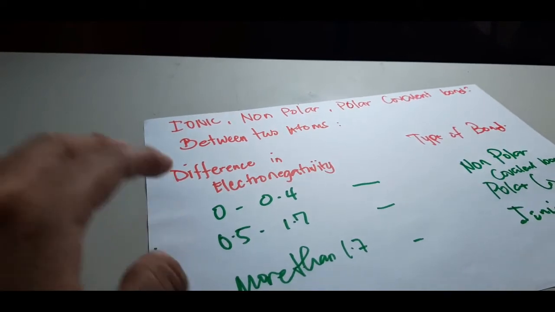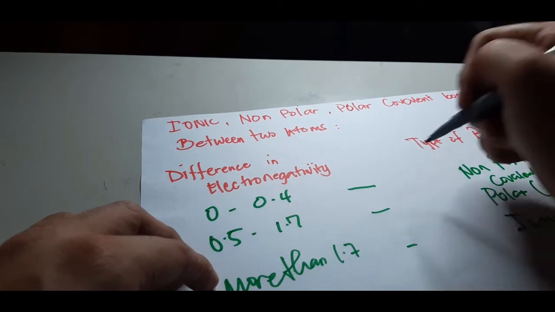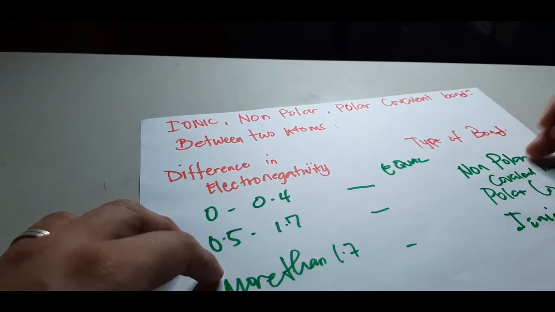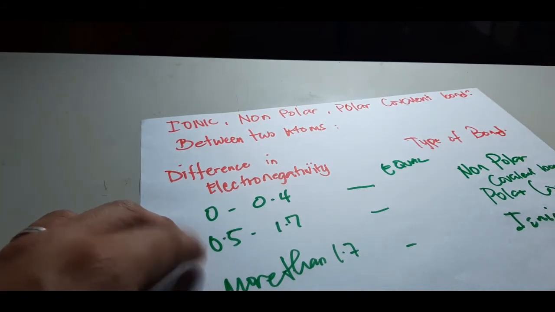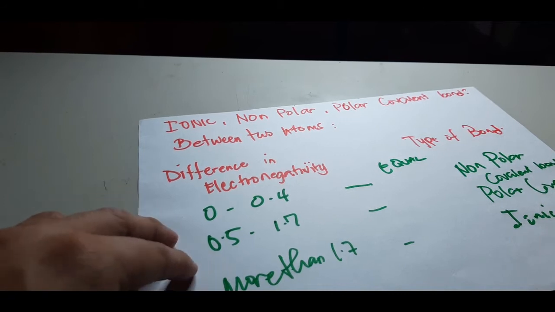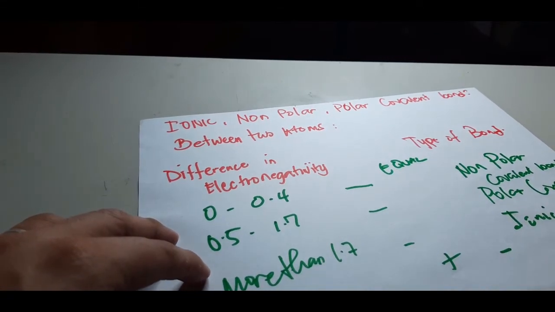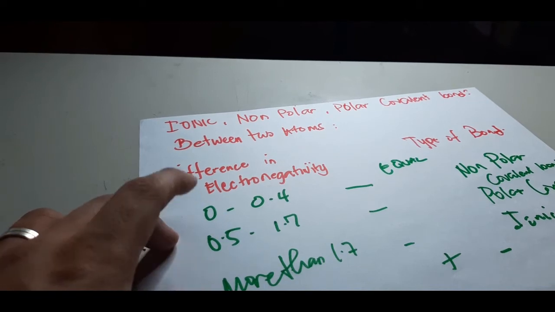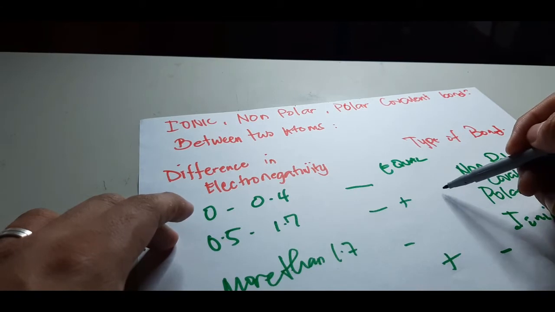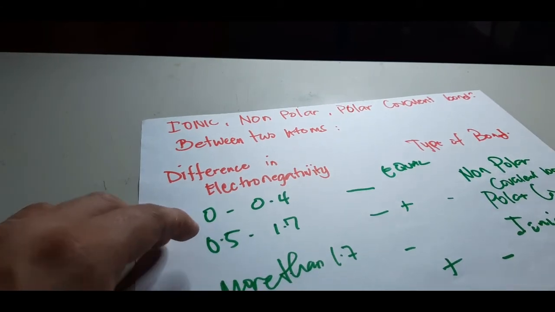So, if the sharing of electrons is equal, that is non-polar. If the electrons are transferred, becoming either positive or negative, it is an ionic bond. If the sharing is partially positive and partially negative, it should be a polar covalent bond.